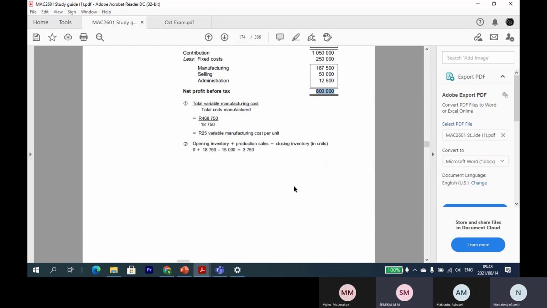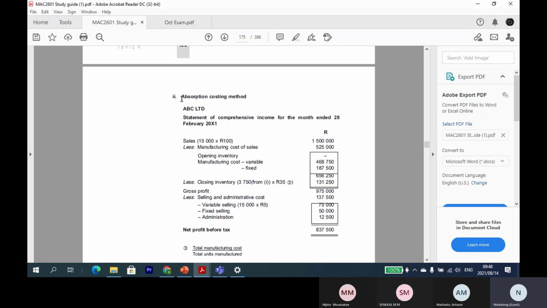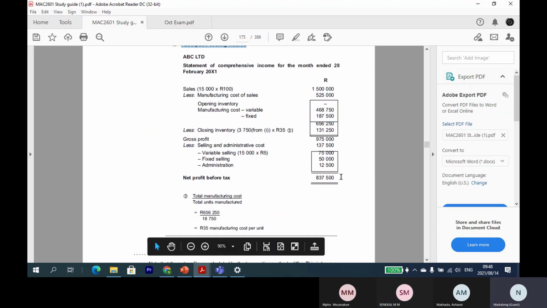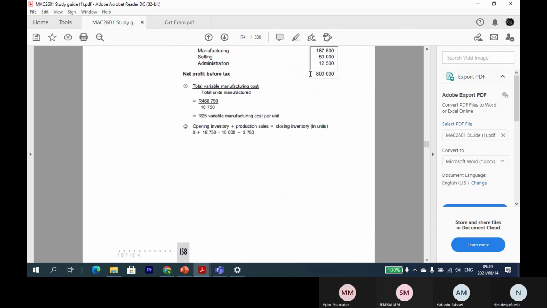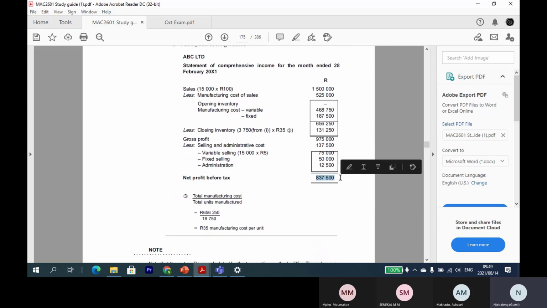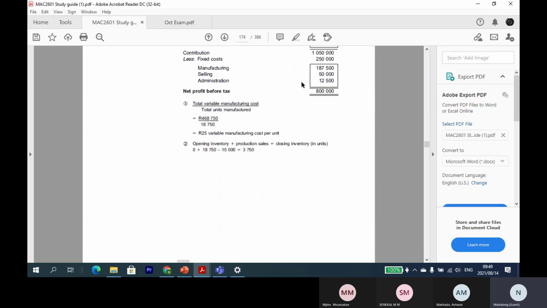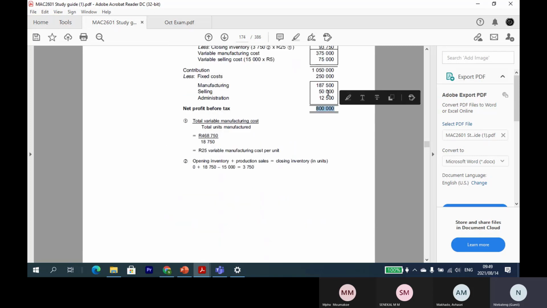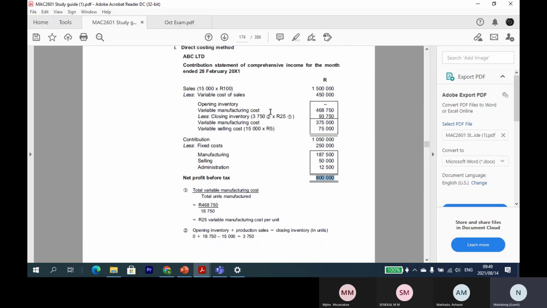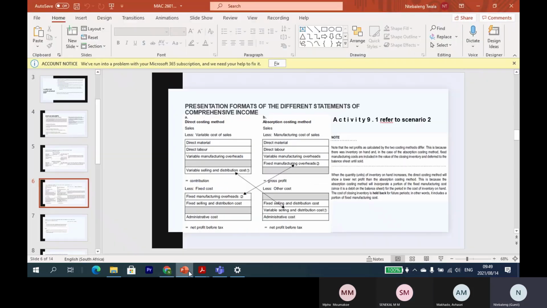All right. If you look at the profit, the absorption costing method has 837,500 as opposed to the direct method, which has 800,000. Thank you, Marika, for taking us through the solution. If you can look at it, it has that. So let's try to see why that is.